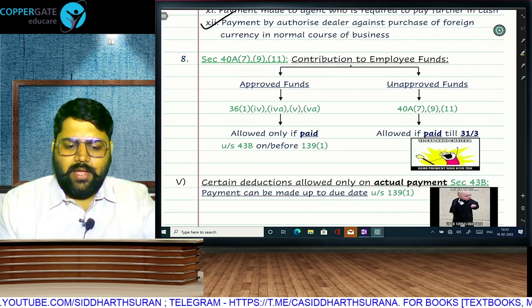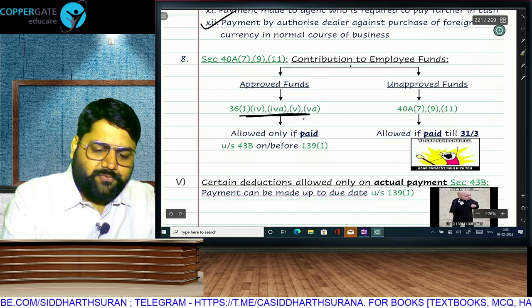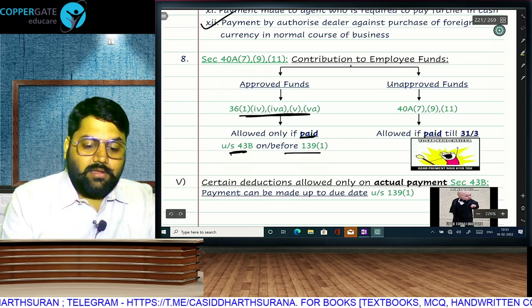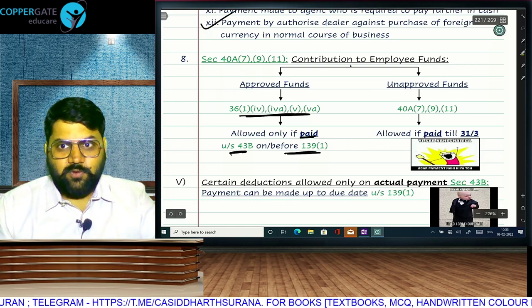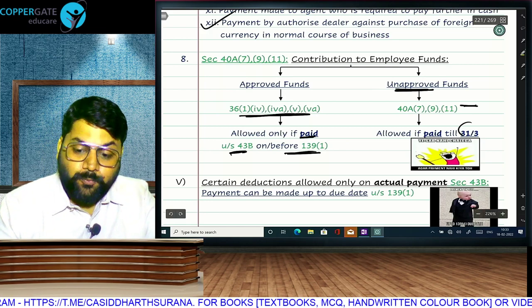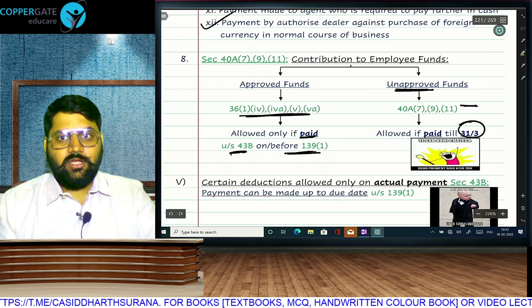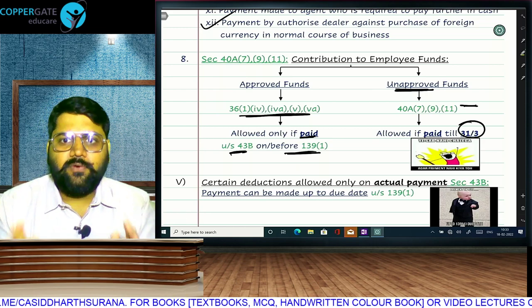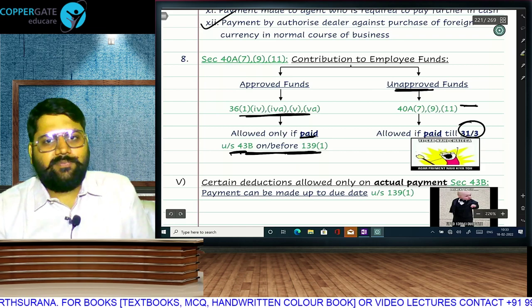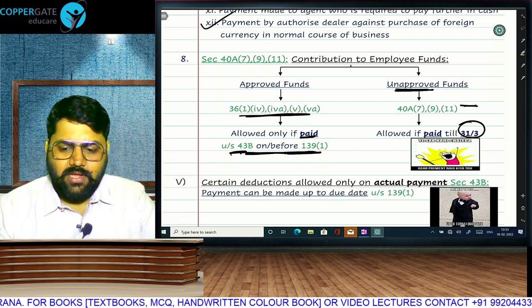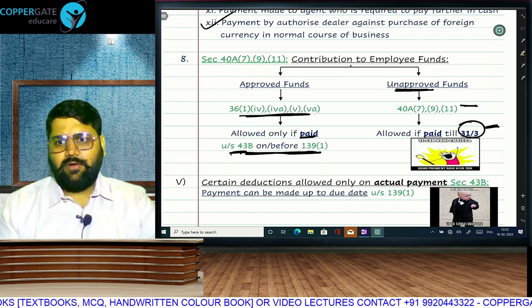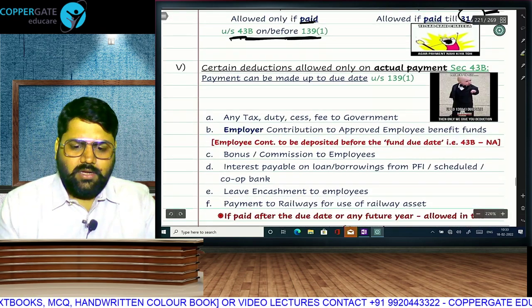Whenever we contribute to employee benefit funds, if they are approved funds, they will be allowed if paid under 43B. 43B means you can pay up to the return filing date, 139(1), and if they are unapproved funds, they will be disallowed. But if you make actual payment, then it will be allowed. So in short, whether approved or unapproved, if paid, they will be allowed. But the difference is, for approved funds we get time up to return filing because it is 43B, and here you have to pay by 31st March. If you pay in April, then the deduction will be allowed in the next year. That is the only difference.